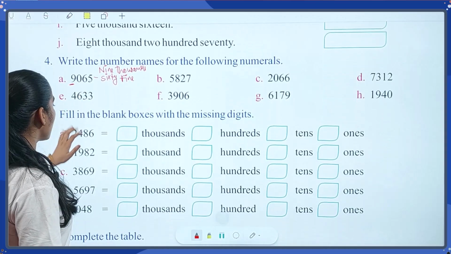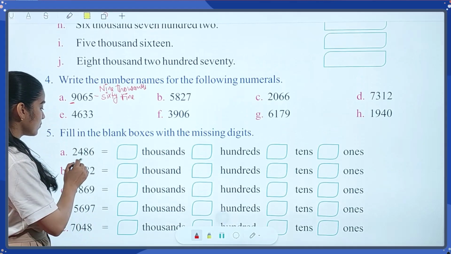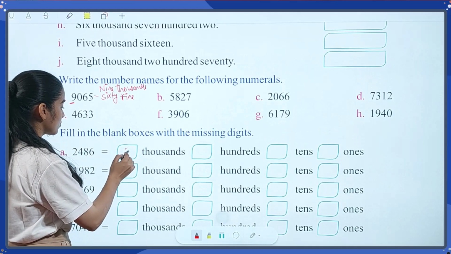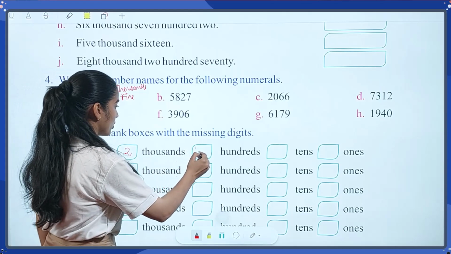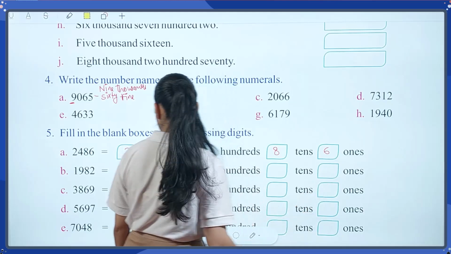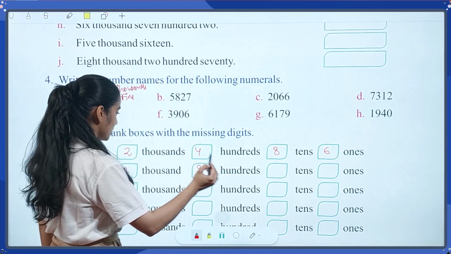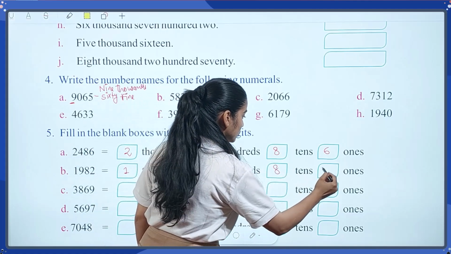Now fill in the blank boxes with the missing digits. So we have 2486, which means 2 thousands, 4 hundreds, 8 tens, 6 ones. Next, 1 thousand, 9 hundreds, 8 tens, 2 ones.